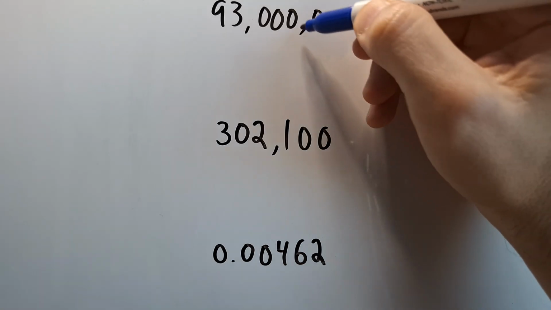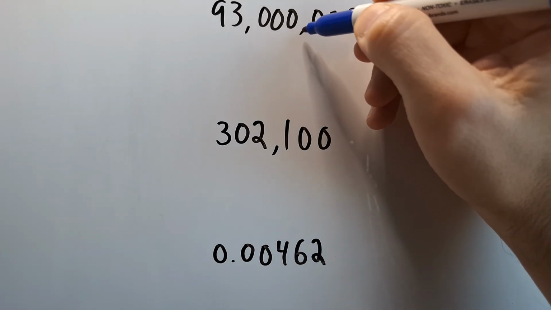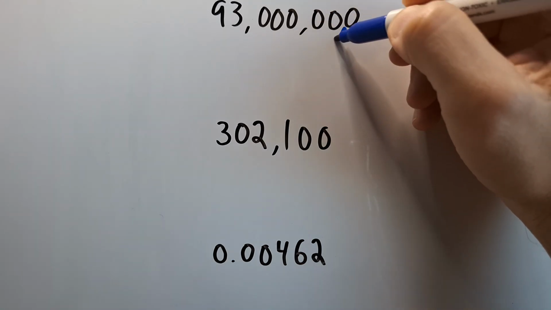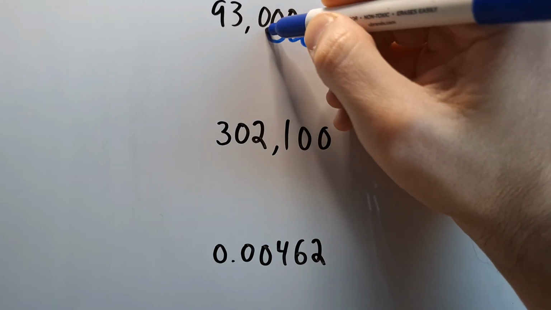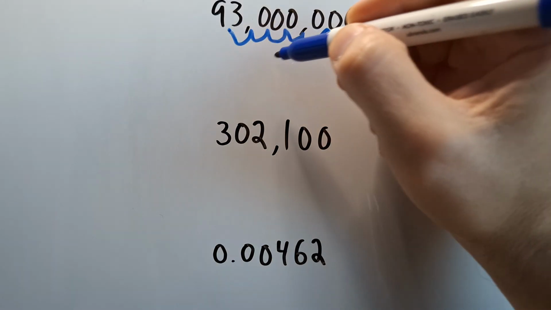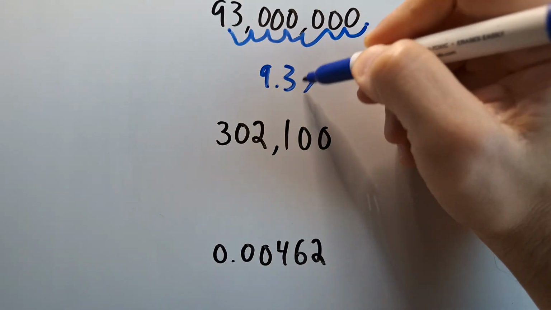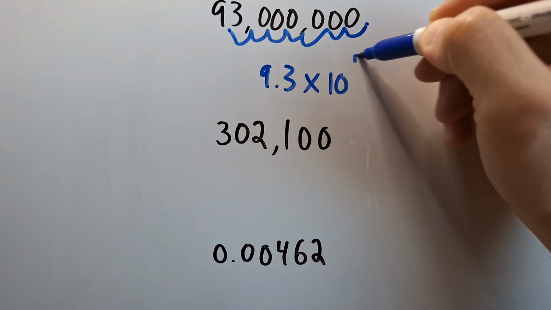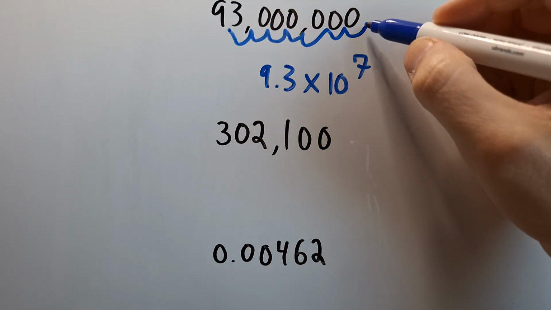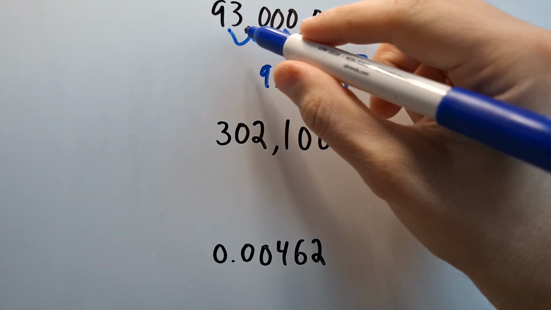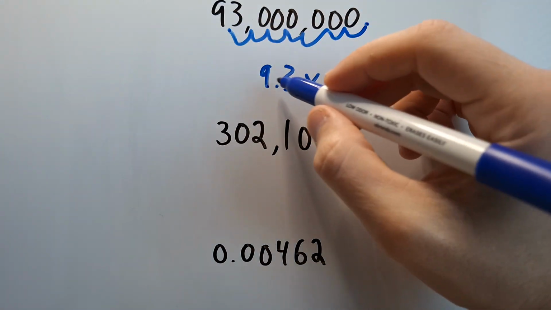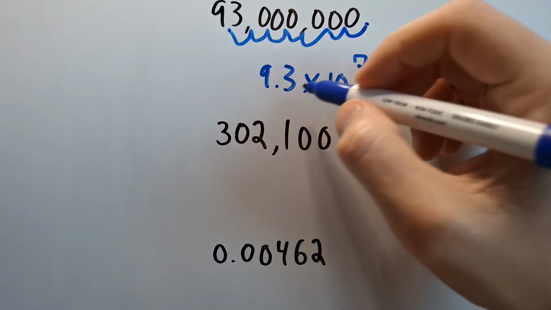So every third placement is where we have that comma. So 1, 2, 3, 4, 5, 6, 7. So this is 9.3 times 10 to the power of 7. 7 because we moved that decimal point exactly 7 spaces to get that number in between 1 and 10.